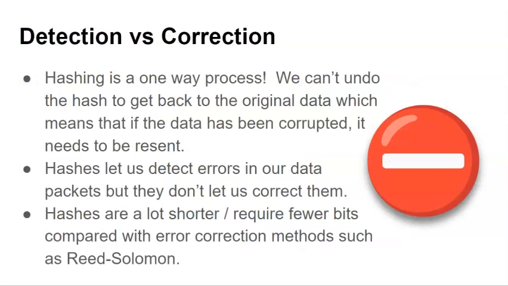In the DCAT, you will want to note that hashing is a one-way process. We can't undo the hash or work backwards to get back to the original data, which means that if the data has been corrupted and our hashes don't match, it will need to be resent. Hashes let us detect errors in our data packets, but they don't let us correct them. The good news is that hashes require much fewer bits compared with an error correction method like Reed-Solomon, which is why it's easy to use them on networks where we can easily resend the data if necessary.